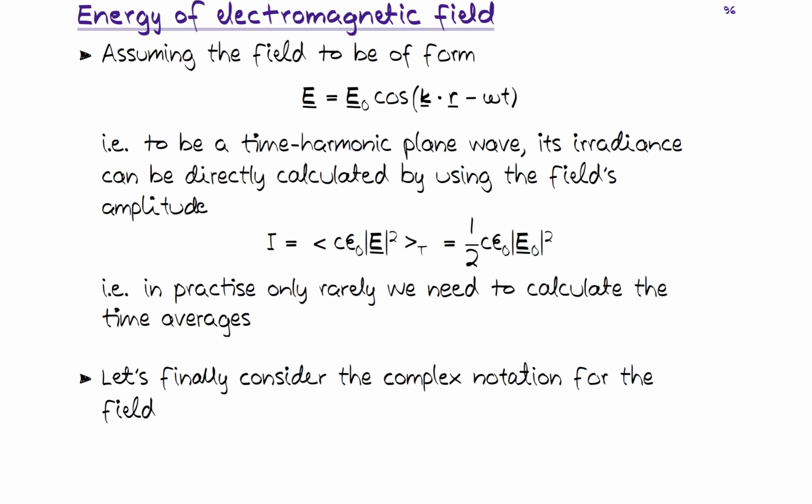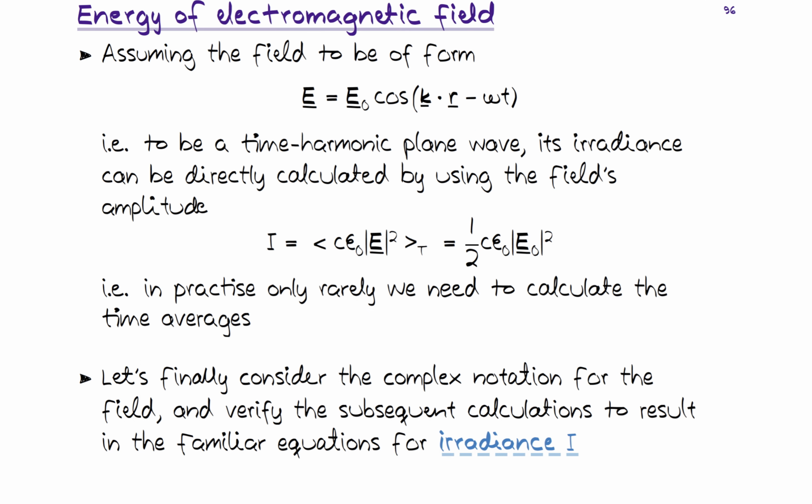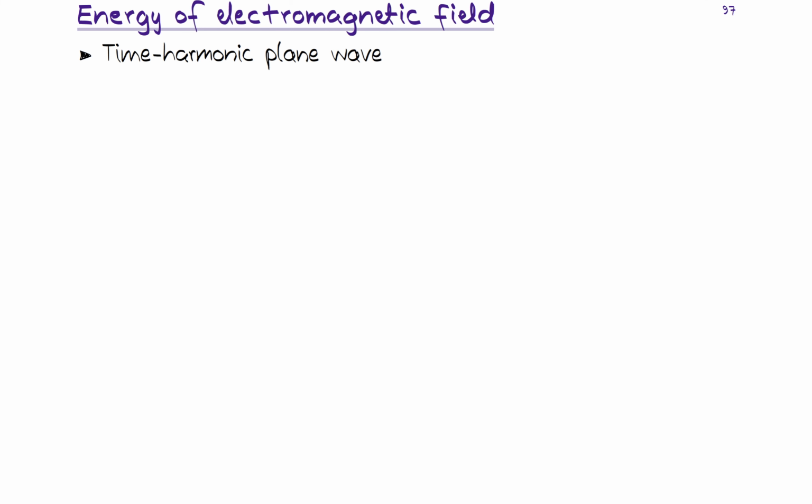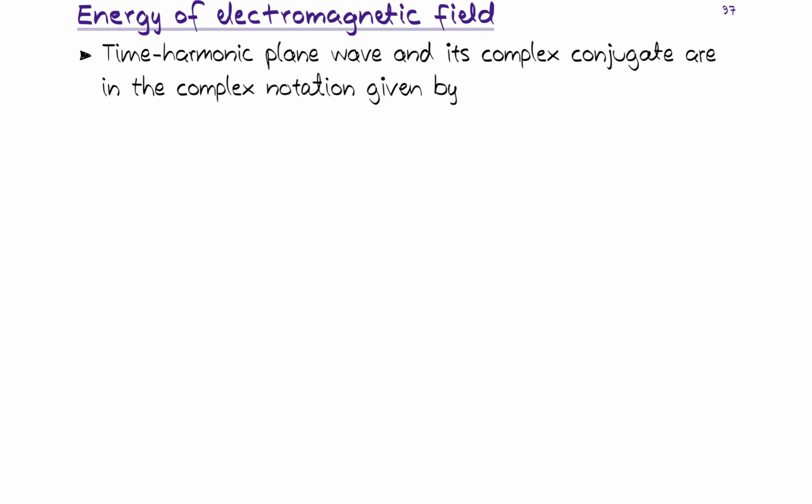And finally, let's look into the complex notation for the field and just verify that we can do the calculations also using them, and we end up with this familiar equation for irradiance I shown in this figure, in this slide here, so that we get back into this even using the complex notation for the electric field. So now we have the time harmonic plane wave and its complex conjugate, and the complex notation gives us these two equations for the time harmonic plane wave.